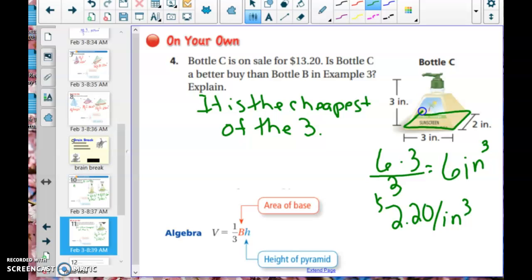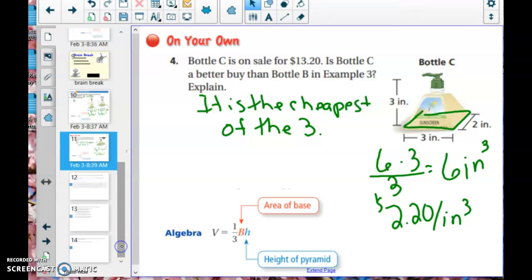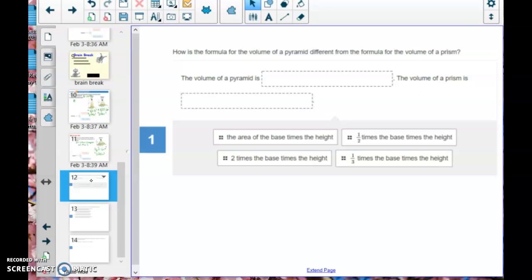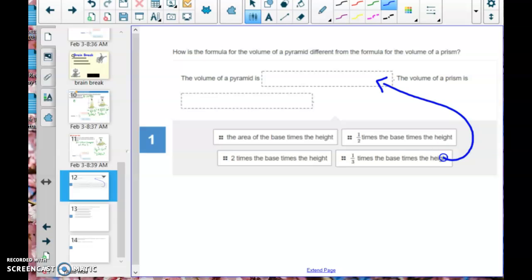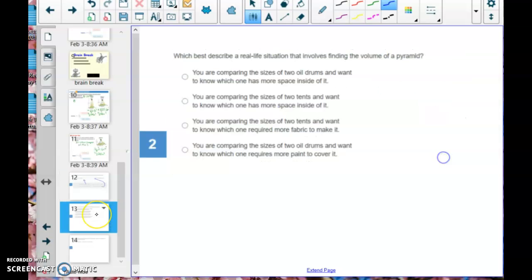All right, next up you can open up bigideasmath.com, and the first question says, how is the formula for the volume of a pyramid different from the formula for the volume of a prism? Well, the volume of a pyramid is 1/3 times the base times the height. The volume of a prism is the area of the base times the height. So again, the volume of a pyramid is 1/3 of the volume of a prism.